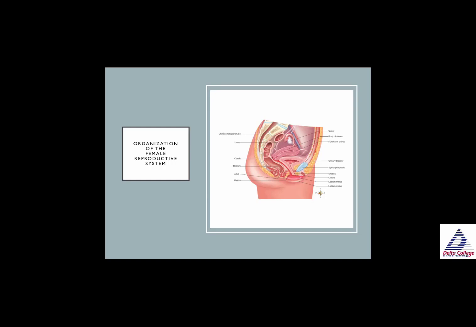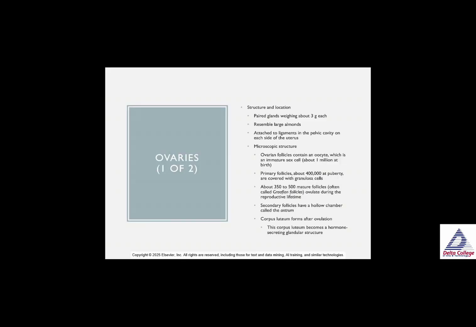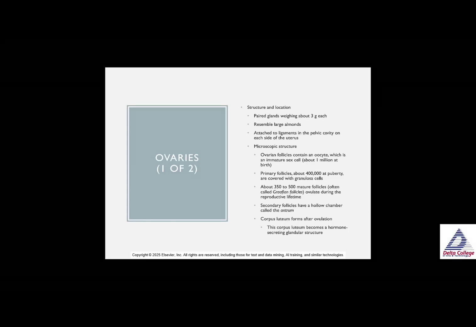You can see the organization of the female reproductive system here. I want you to notice that the ovaries are not connected to the fallopian tubes or the uterine tubes. There are little fimbriae, little finger-like projections, but they are not directly connected. So the ovaries are paired glands weighing about 3 grams each. They resemble large almonds. They are attached to ligaments in the pelvic cavity on each side of the uterus.